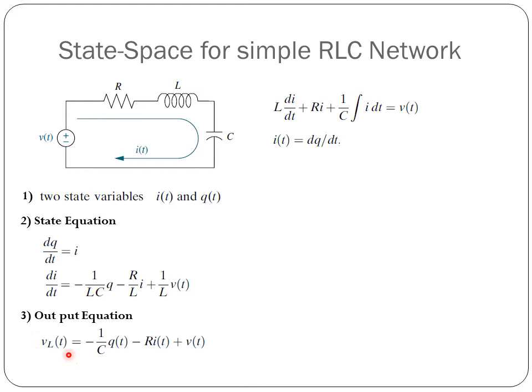For the output equation VL, we have to use the same rules as we use for a state equation. That is, we have to use the state variables Q and I, and the input. Let's see how we have written this out. VL is nothing but this whole term. We just wrote down the equation for di by dt, and VL is nothing but L into di by dt. So everything on the right side will be the equation for the output, that is, minus 1 by C Q minus R into I plus V. So this is the output equation. That's our state equation and output equation.